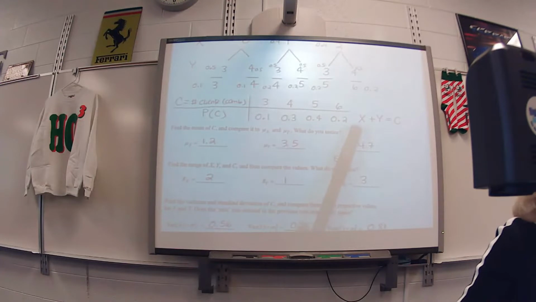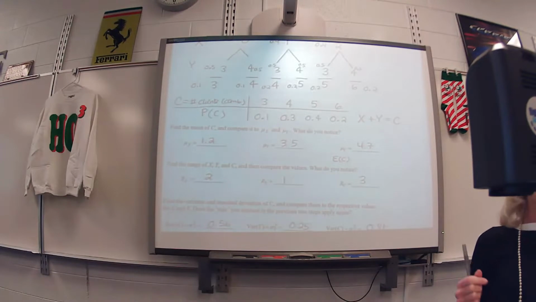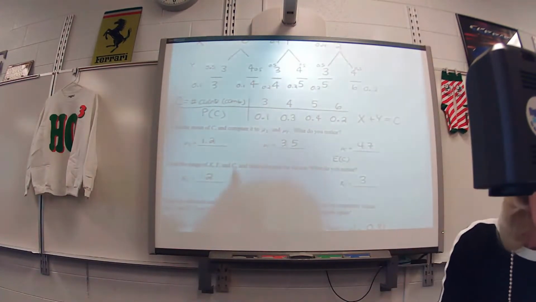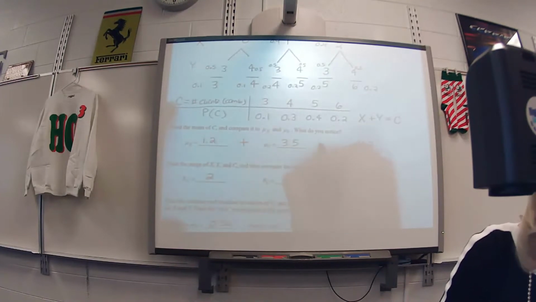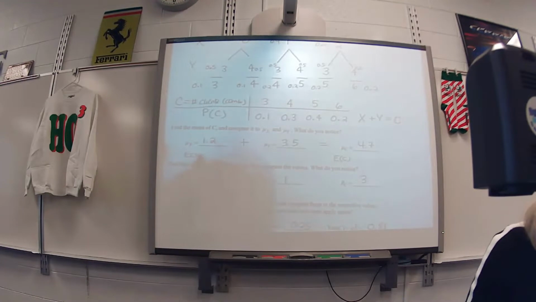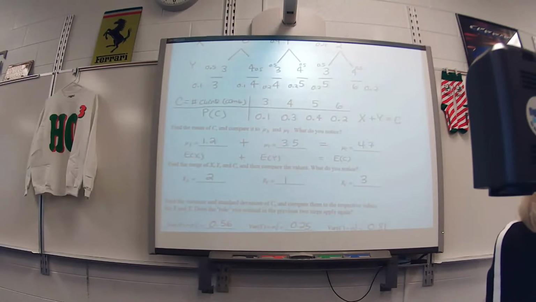X was a random variable. It could have been either 0, 1, or 2. Y was a random variable. It could be 3 or 4. But when I combine them together, it makes C. And the rule is, if you are combining random variables, you are literally allowed to add their mu's. You could say that the expected value for X added to the expected value for Y does equal the expected value for C. You need to know that rule, and it's not on the formula page.